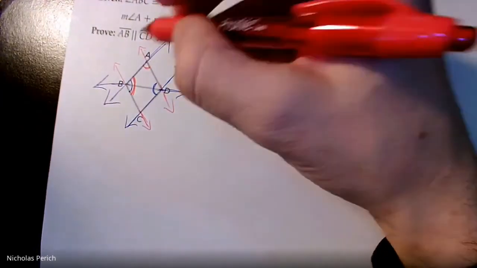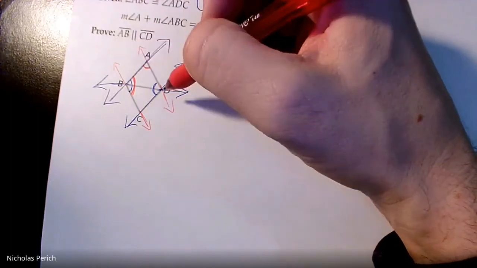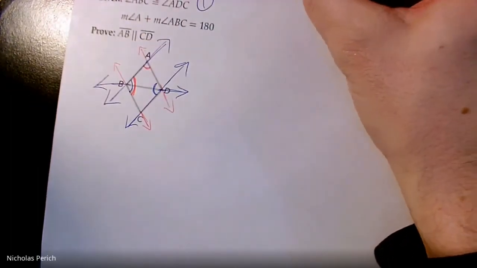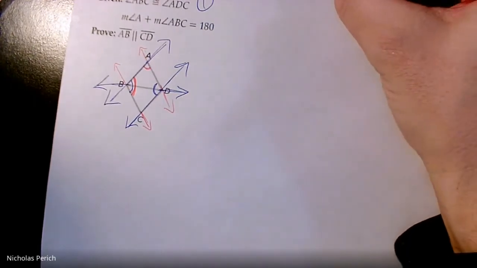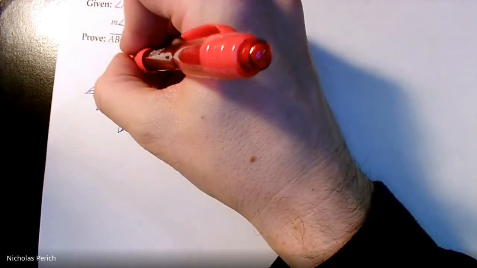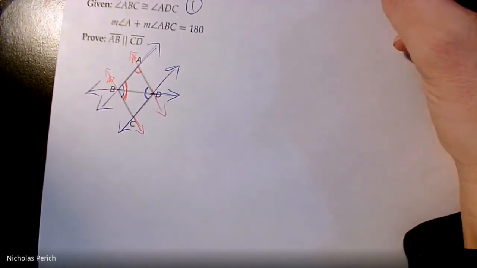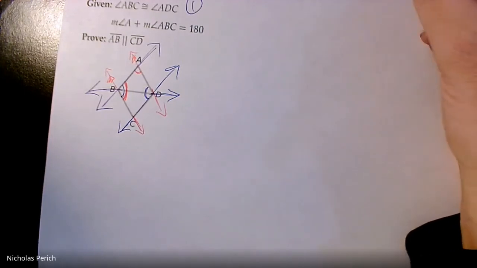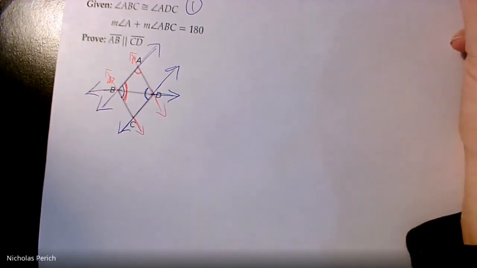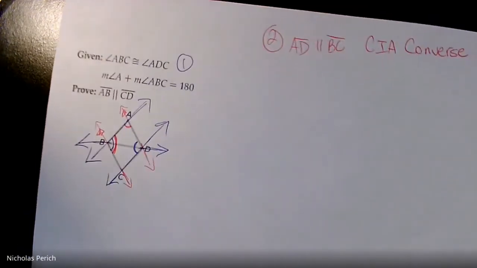Step two, I can say that AD and BC are parallel. And that's the consecutive interior angles converse. Ooh, CIA. What are we doing? Spying on people up in here? Sorry, Santiago.